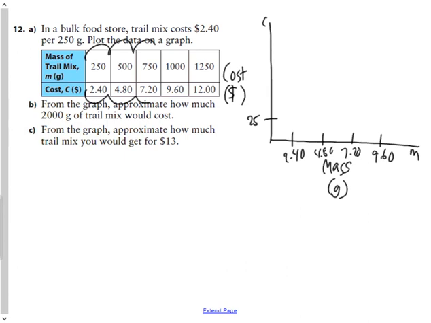Oh, I got it backwards. Oh, darn. Why didn't someone stop me? Hang on a second. Let's try this again. I had my mass backwards. So mass in grams is 250 and 500 and 750 and 1,000 grams. And your cost is $2.40, is $4.80, is $7.20, and is $9.60. And the last one is $12 even.